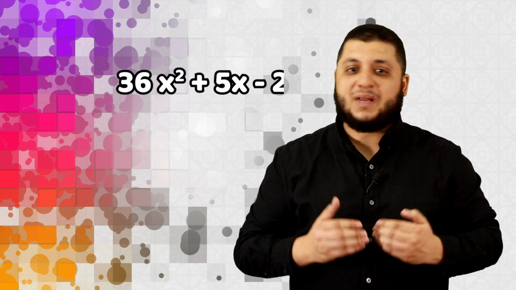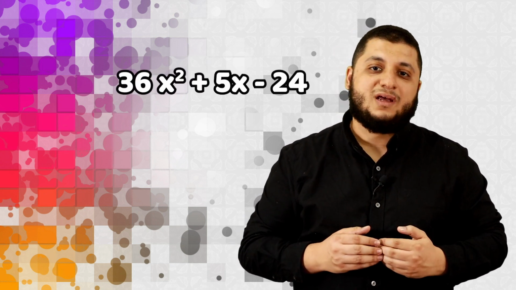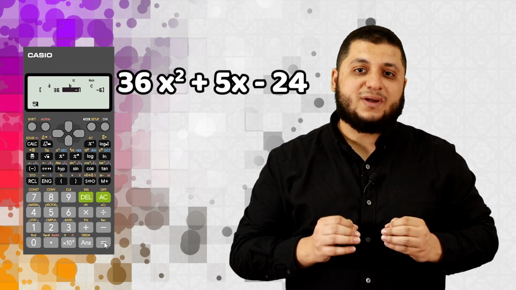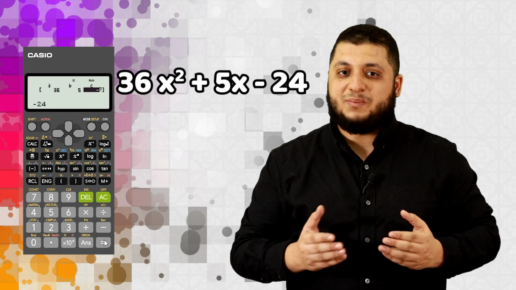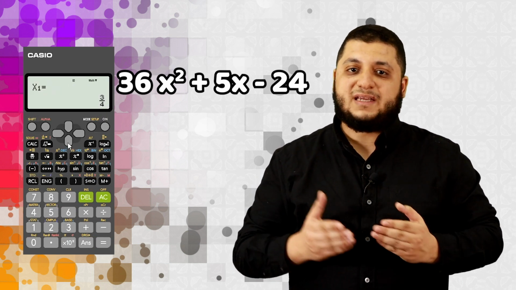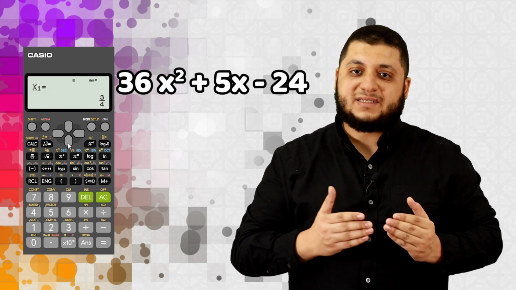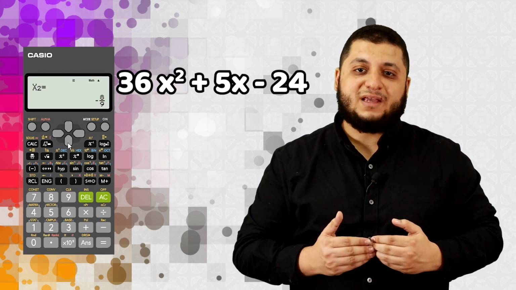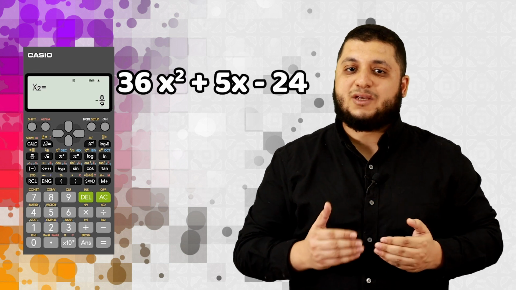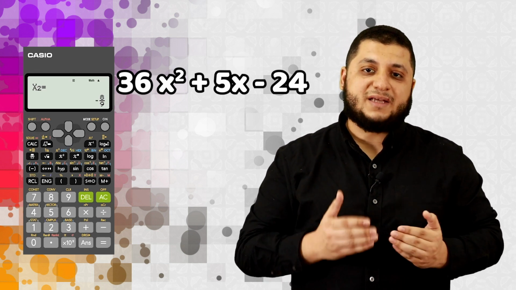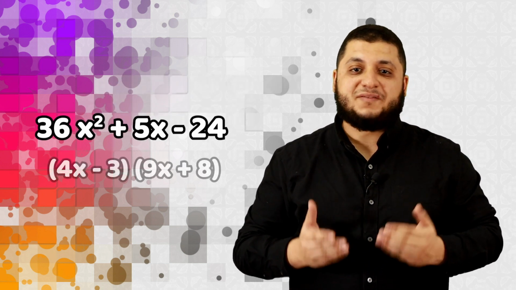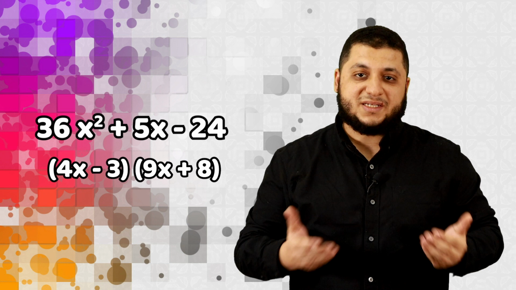Another example, 36x power 2 plus 5x minus 24. Using the calculator, it will give you x1 and x2. x1 equals 3 over 4, which can be written as 4x equals 3 or 4x minus 3 equals 0. And x2 is negative 8 over 9, which can be written as 9x equals negative 8 or 9x plus 8 equals 0. It would be 4x minus 3 times 9x plus 8.